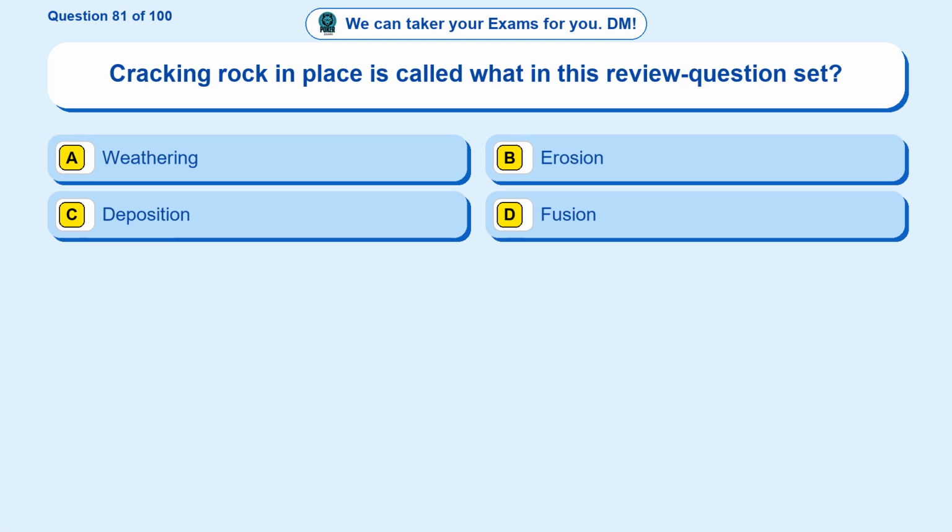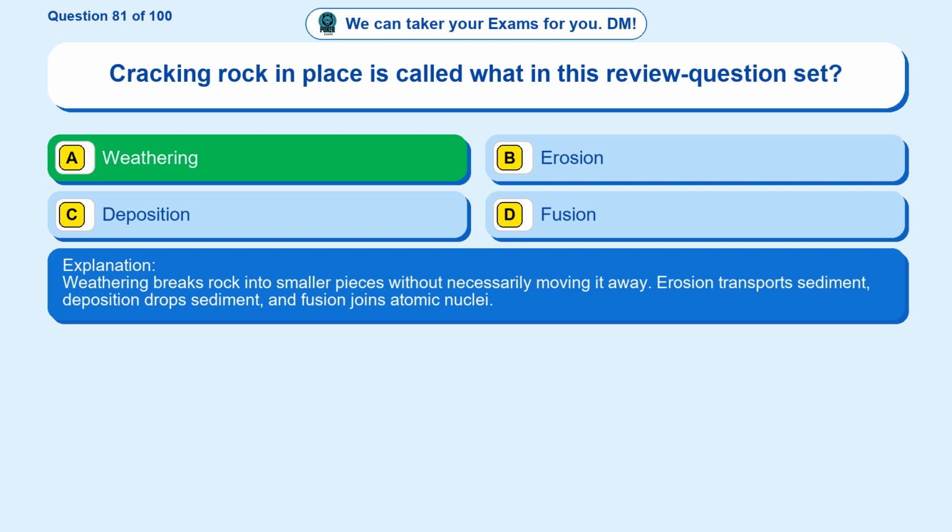Question 81. Cracking rock in place is called what in this review question set? Option A, weathering. Option B, erosion. Option C, deposition. Option D, fusion. The correct answer is option A. Weathering. Weathering breaks rock into smaller pieces without necessarily moving it away. Erosion transports sediment, deposition drops sediment, and fusion joins atomic nuclei.